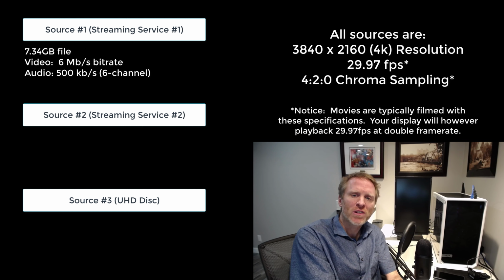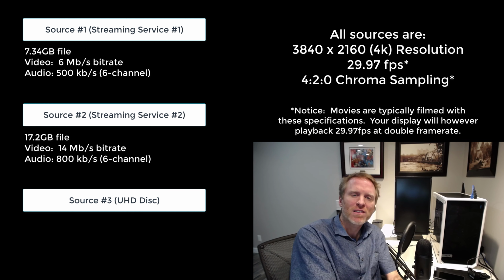Now, source 2 is sourced from a different or higher quality streaming provider. The file size is 17.2 gigabytes, and the video has a bit rate of 14 megabits per second. The audio is still 6-channel, and it contains 800 kilobits per second of bit rate.